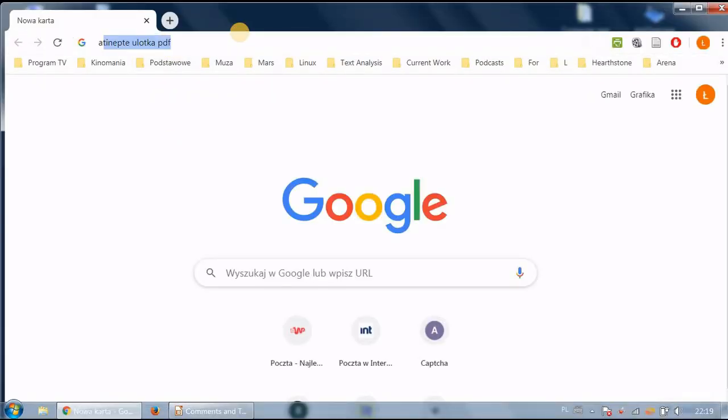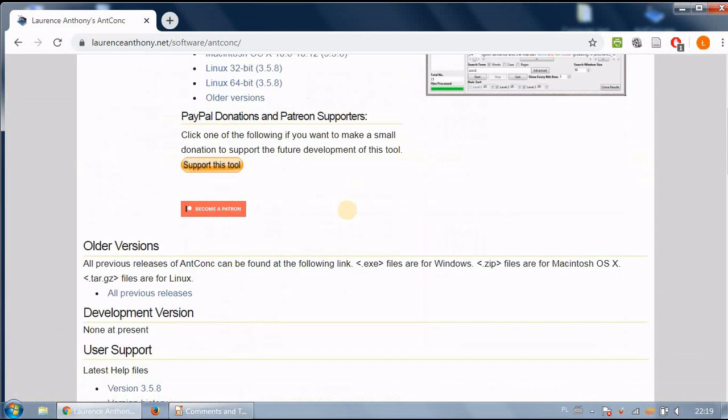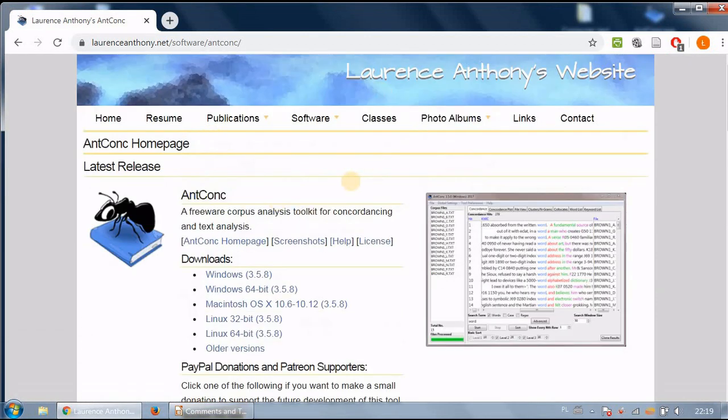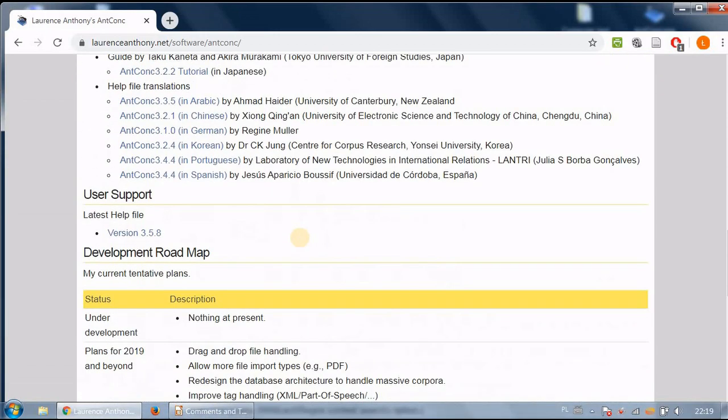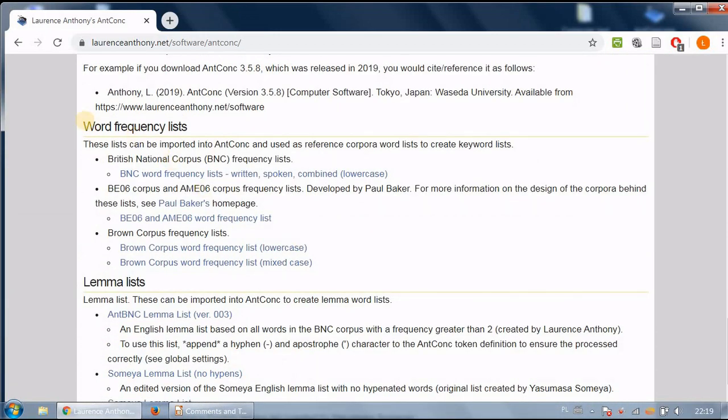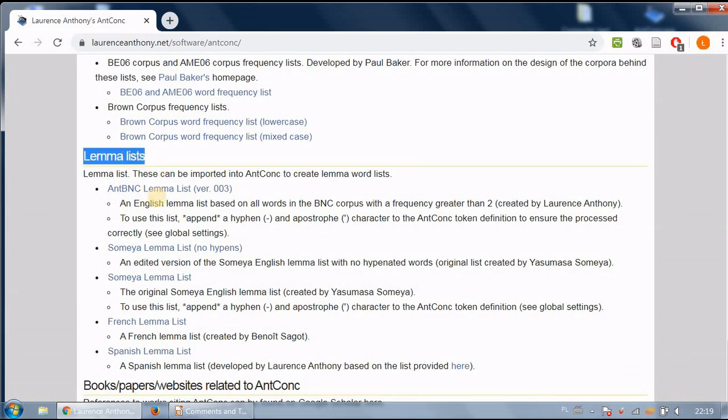Okay, let's go to AntConc. And if you scroll down in the main AntConc page, you will find these lemma lists. The first one didn't work for me properly. I had problems with this, but the second one is fine. So download the second one. So click it, and the download should start.